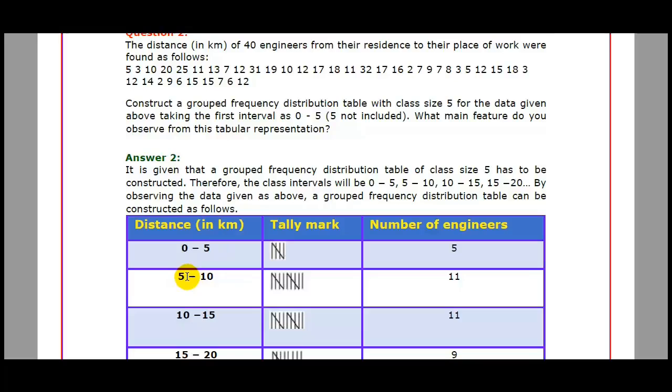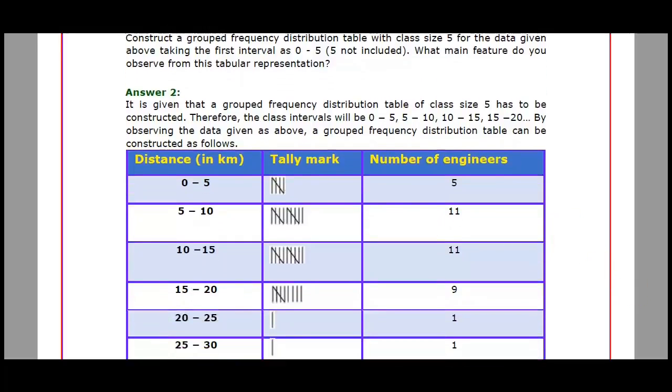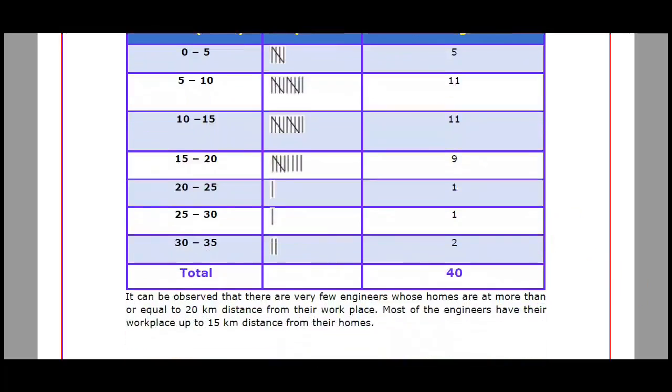Likewise, you can count those numbers between 5 to 10, excluding the number 10. 10 will be included in the next class interval, likewise. So you can prepare your frequency distribution table like this. And for the second part of the question, your answer will be: it can be observed that there are few engineers whose homes are not more than or equal to 20-kilometer distance from their workplace. So most of the engineers have their workplace up to 15-kilometer distance from their homes.